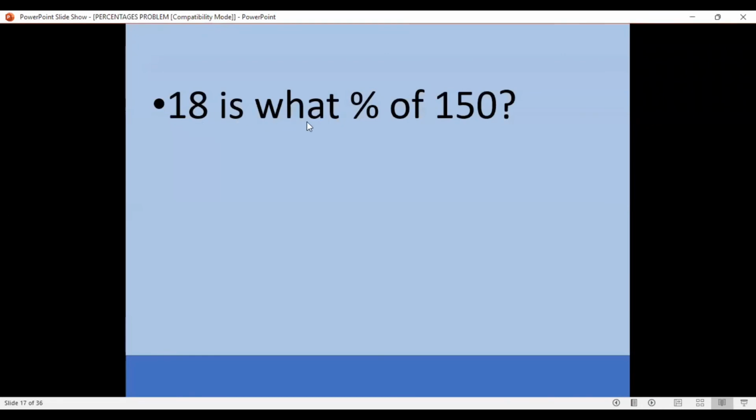And let's have one more example. 18 is what percent of 150? So 18 is what percent of 150? So how are we going to deal with this? The same thing. You have to get 18. So again, the rate is equivalent to 18, and that will be divided by 150. But after dividing by 150, we go to the multiplication of 100%, so that we have an answer already which is in percent form. Okay, so we can divide this.